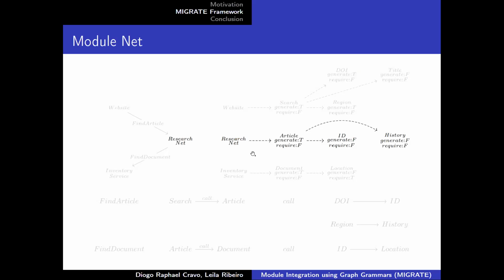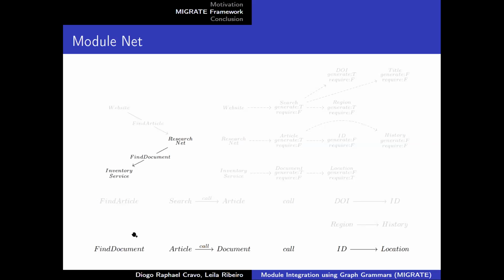Similarly, the research net module is composed of the article resource and the ID and history attributes, and the inventory service module is composed of the document resource and the location attribute. And down here we have the operations. So the find article operation goes from the search resource of the website module to the article resource of the research net module, such that the value of the DOI attribute is carried over to the value of the ID attribute, and the value of the region attribute is carried over to the value of the history attribute.